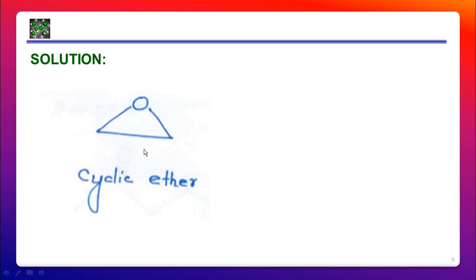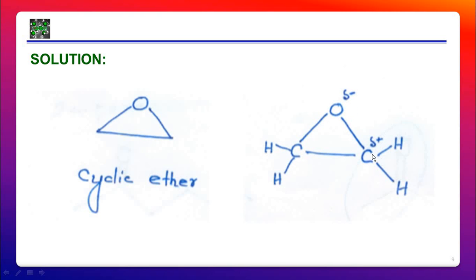Ethylene oxide is a cyclic ether. In ethylene oxide, we have a carbon-oxygen bond, and this bond is a polar bond. Oxygen, being more electronegative, acquires delta negative charge and carbon acquires delta positive charge. Now, any nucleophile will attack this electrophilic carbon.